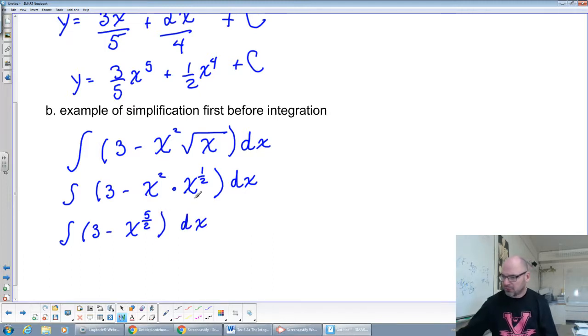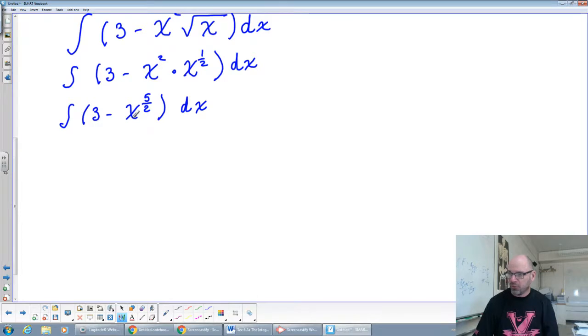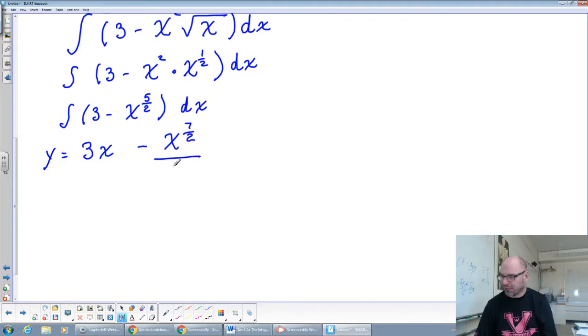Now that we've simplified it, so there's only one x in there, we can use the power rule to integrate it. So y equals 3x over 1, which we don't have to bother with, minus, and this is where it gets a little tricky, x to the 5/2 plus 1. 5/2 plus 1, where 1 is like 2 over 2, so this would be 7/2. 5/2 plus 1 is 7/2, divided by 7/2, plus c. So we have to do a little bit of rearranging there.